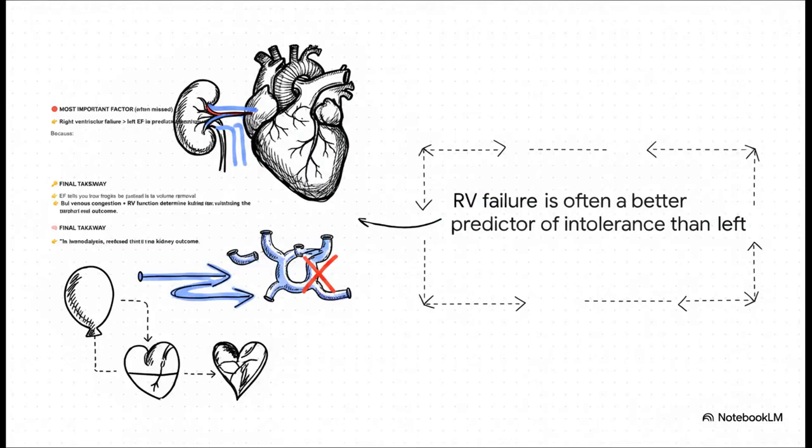A lot of the time, right ventricular failure is a way better predictor of dialysis intolerance than the left-sided EF is. Think about it. A failing right ventricle leads to systemic venous congestion. That pressure backs up everywhere. It not only keeps the left ventricle from filling properly, but it also creates back pressure on the kidneys, which just kills their perfusion. It makes the whole problem worse.